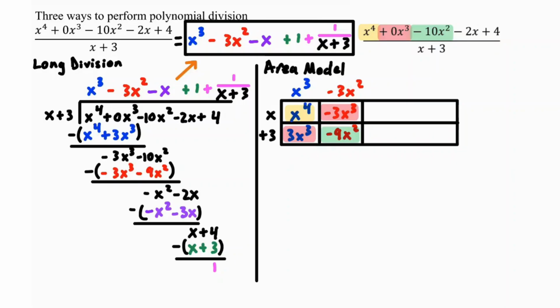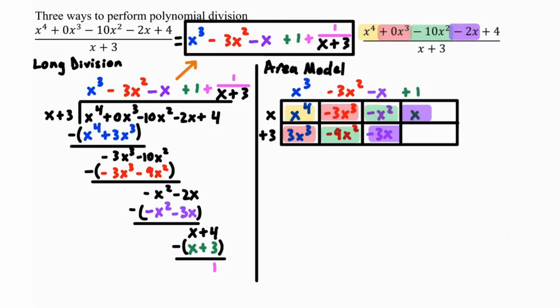Since we already have a negative 9x squared, we need another negative x squared. So factor x away from this, you're left with negative x. Negative x times 3 gives you negative 3x. Now section that off, we need a negative 2x. We have a negative 3x already, so we need a positive x.